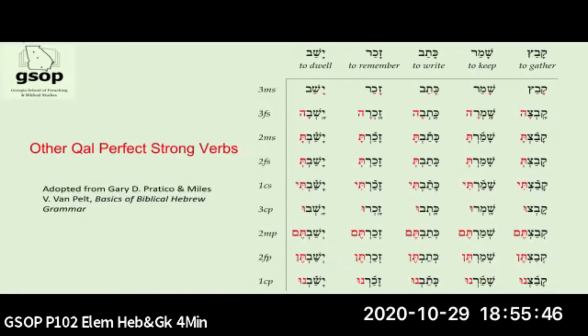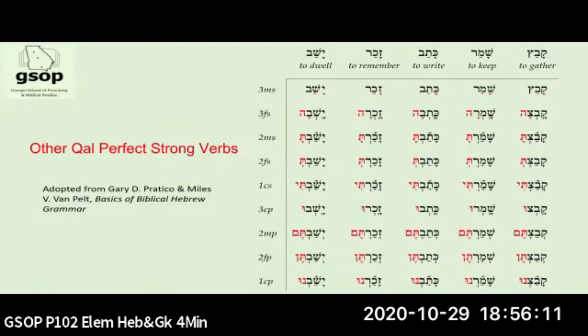And the second masculine plural has the tav with the segol and the final mem there. And the second feminine plural has at the very end the tav with the segol and a final nun. And of course, the first common plural has the nun with the shurik at the end. So a pretty consistent pattern.